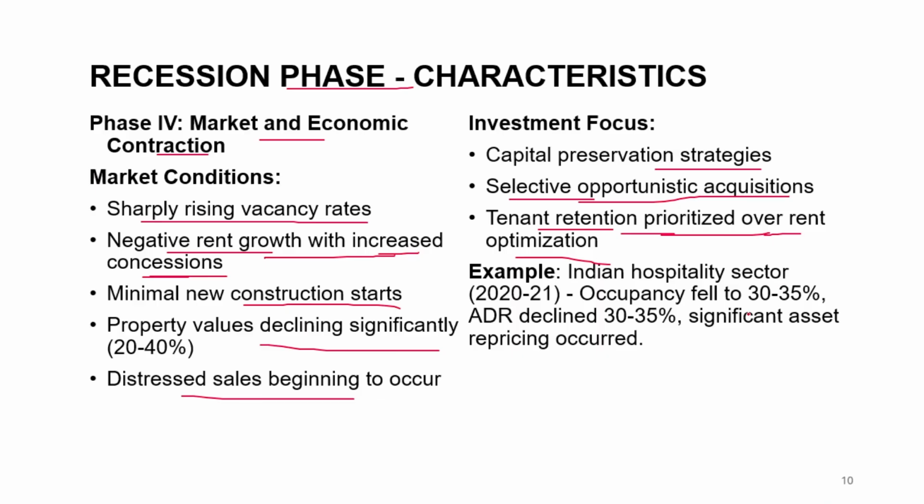Especially, this happened in the Indian hospitality sector during COVID times. Occupancy fell to 30 to 35%. This kind of fall in occupancy was visible at that time.